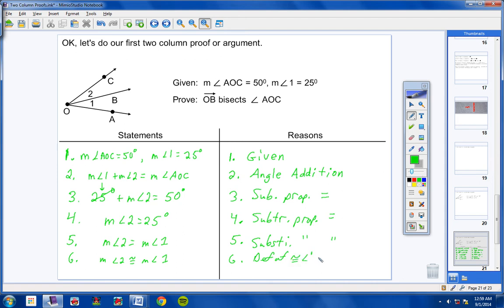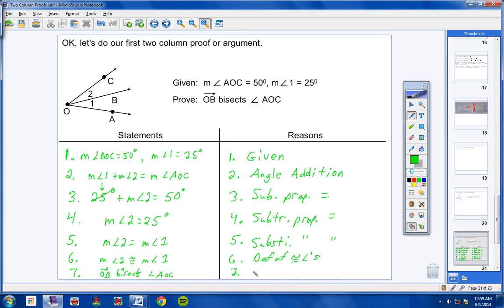We learned a definition earlier this year, students, that said when two angles are congruent, their measurements are the same. So if two angles have the same measurement, we can say they're congruent. And now look what I can finally state. I can finally state that ray OB bisects angle AOC. And what's the reason?